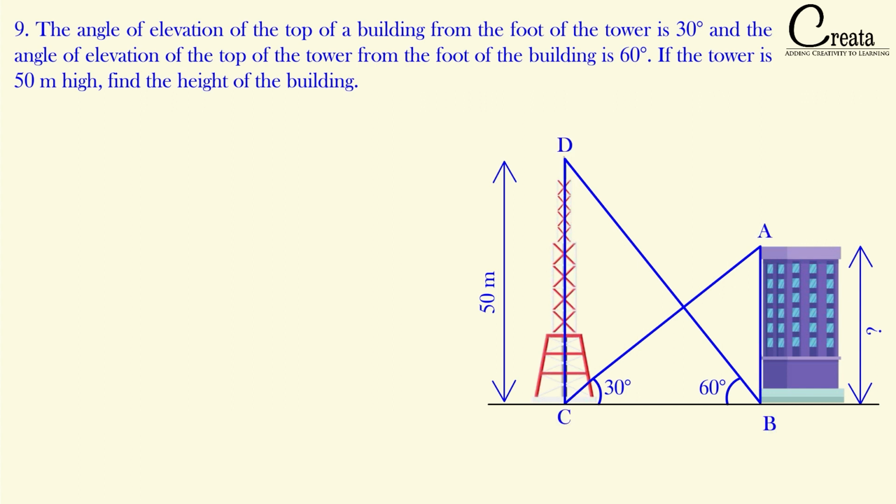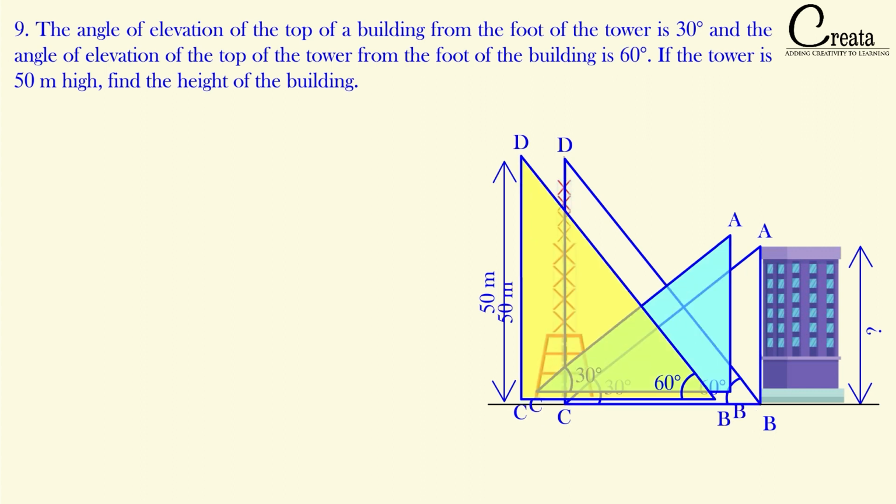AB is the building and CD is the tower. Here are you able to observe the two triangles in the given figure, the two right angle triangle, the triangle ABC and the triangle BCD. These two triangles are the right angle triangle and both the triangles are sharing the common side BC. That is the base of both the triangle.